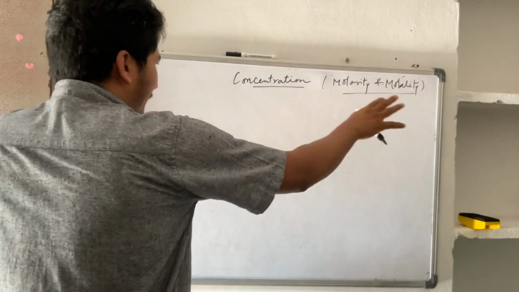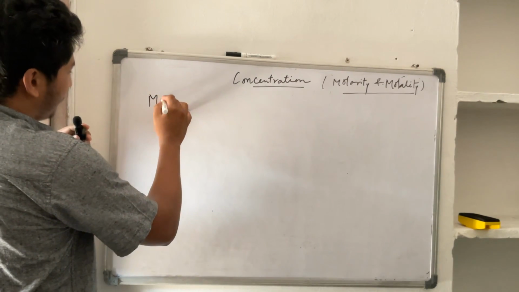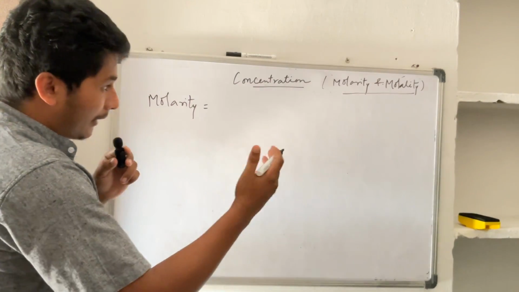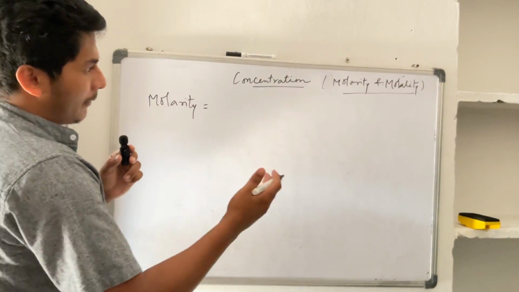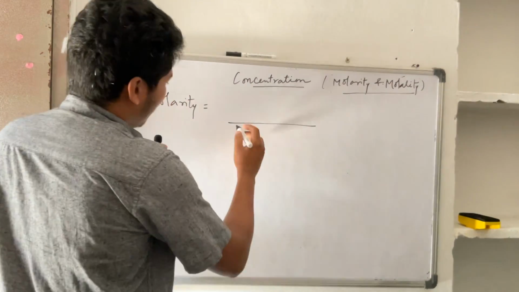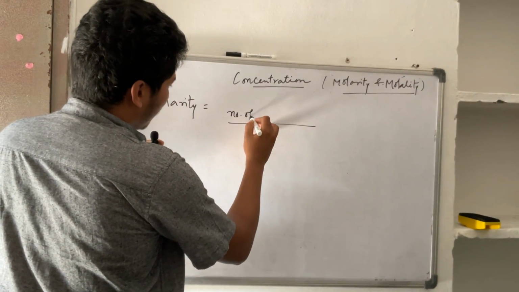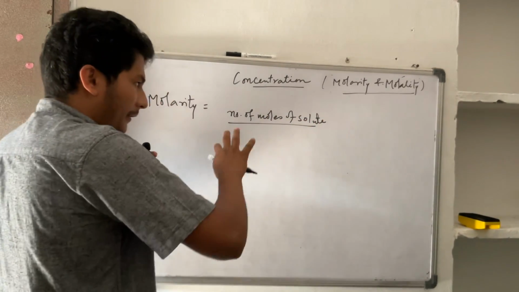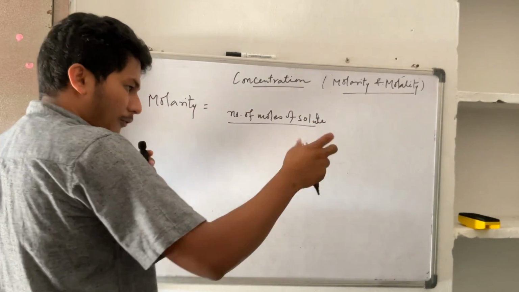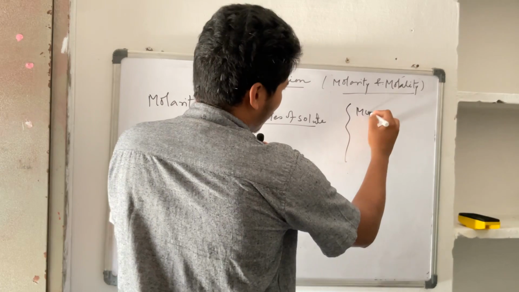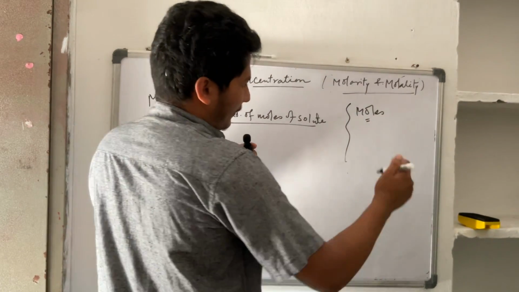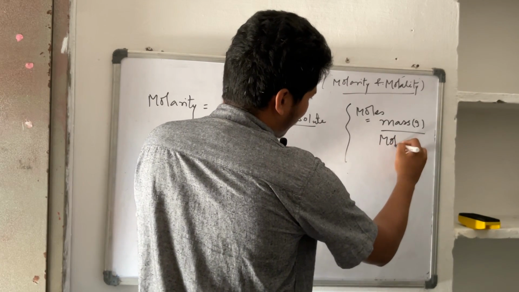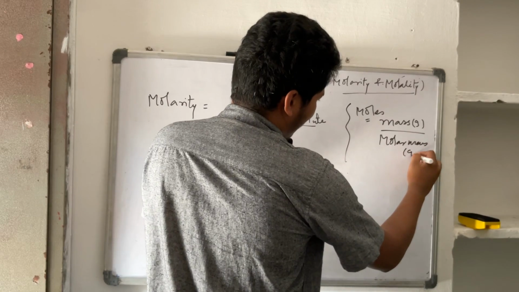Molarity is a way of expressing concentration, or you can say a way of telling how much solute we have dissolved in a given amount of solvent. So molarity is expressed as the number of moles of solute. You take the solute and convert it into the number of moles. Moles is given by the mass in grams divided by the molar mass in grams per mole.